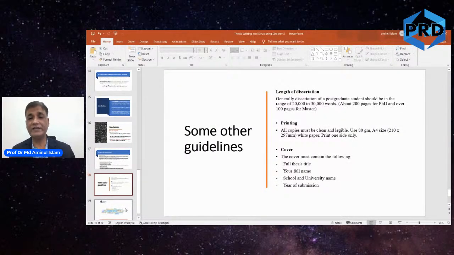Generally, a dissertation for graduate students should be about 20,000 to 30,000 words. A PhD could be a minimum of about 200 pages, and a master's could be about 100 pages. That's expected. All other things that I mentioned here depend on the institution or the university where you have enrolled yourself, so follow closely the guidelines given by the university.